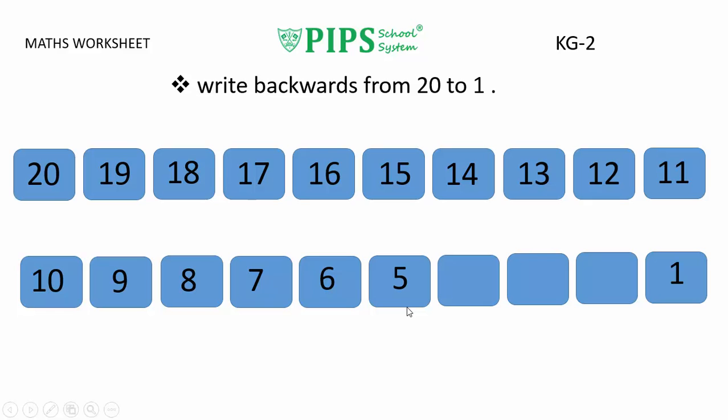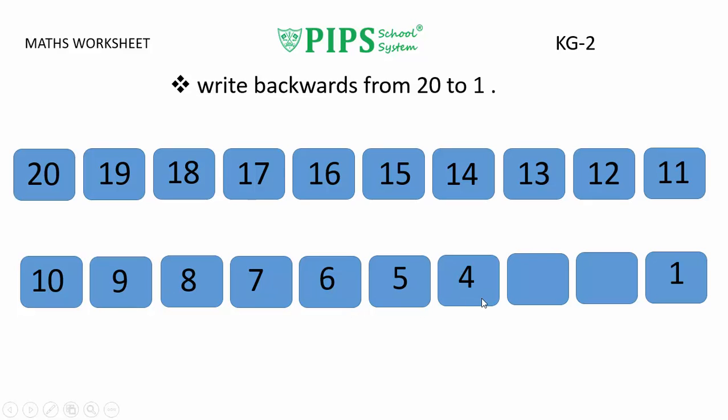Which number comes before 5? Start backward counting from 10. 10, 9, 8, 7, 6, 5, 4. 4 comes before 5. Now we will write the number 4 in the empty box like this.